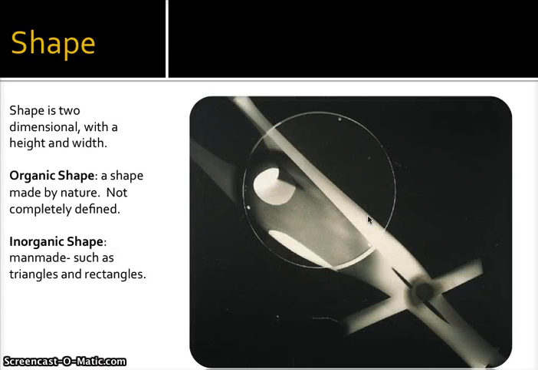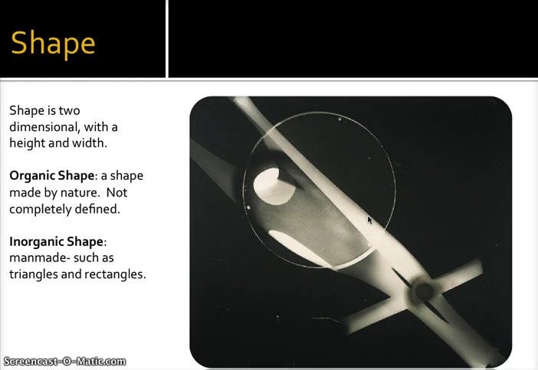This is a good example of shape. Shape is two-dimensional with a height and a width. Organic shape would be a shape made by nature, not completely defined, so something you would see like a rock or a mountain in nature. And inorganic shape would be man-made, such as triangles or rectangles.